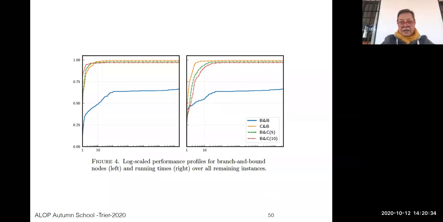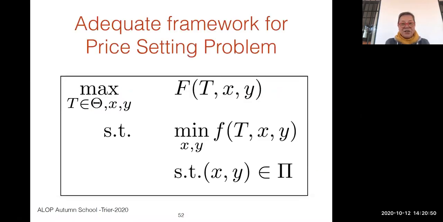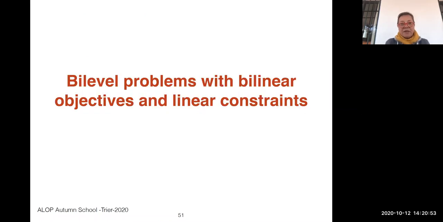Okay, so I think I am done now. I have 10 minutes left, and I'm done with bilevel linear programming. I had a second part about bilevel optimization problems with bilinear objectives. Maybe I will just give you 5-10 minutes about that to show you the commonalities with the linear bilevel problems, and I think we will be done then.